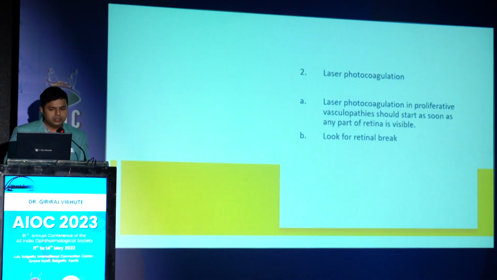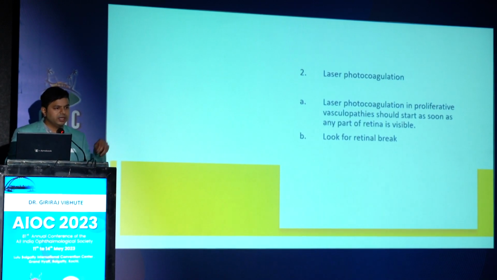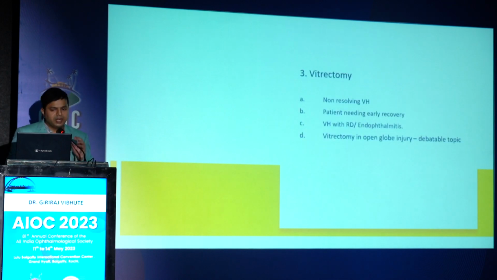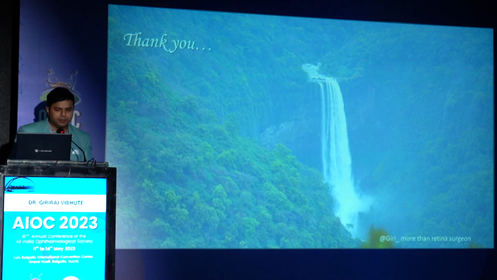So laser, yes, of course, it is done, and even if you are suspecting PDR, it is always good to do an indented examination and look for an associated retinal break or horseshoe tear. Vitrectomy common indications are non-resolving VH and patient needing early recovery, RD or presence of endophthalmitis. Again, vitrectomy in an open globe injury is a debatable topic. Some people say you can do it at the primary setting or you can do it later. Later helps because there will be PVD, then the vitreous hemorrhage will be easy to clear, and you will have a firm globe also. So I think I'm in time.